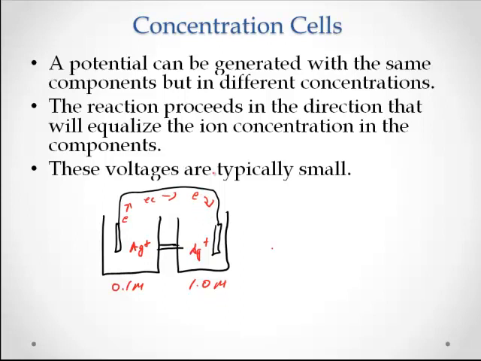And the reason they're going to flow that way, if you look at this bullet right here, is that they're going to flow in the direction that will equalize the ion concentration. So somehow this has got to decrease, right? And this has got to increase. And will it go till you get 0.5 and 0.5? Who knows? I guess if you run it long enough, maybe it would. But there's probably other factors involved.